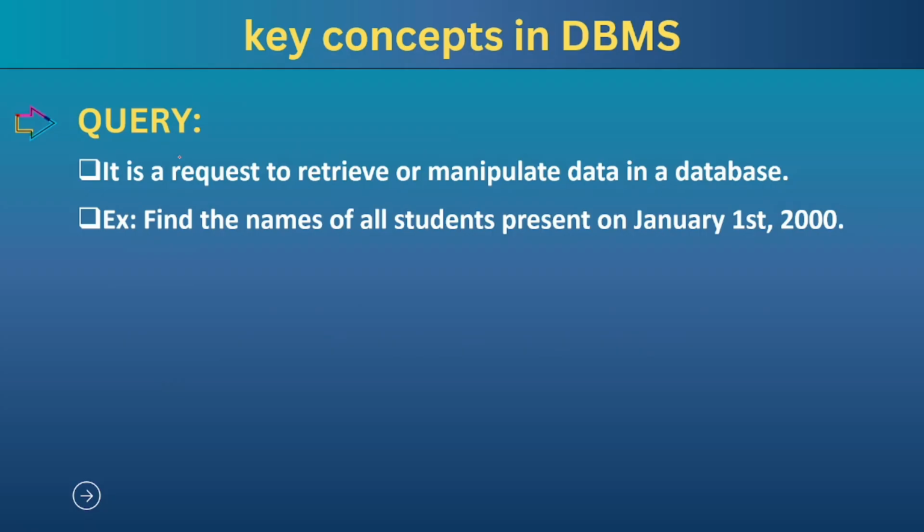Next one is query. What is the meaning of query? It is a request to retrieve or manipulate data in a database. So for example, you are creating the data. If you want to get any value, in the last class also we discussed, right? In the employee table, I want to retrieve those who got salary greater than 70,000. So there is a command called select. By using that, you will get the data. Example here, find the names of students present on January 1st 2000, right? If you want this one, which table will you get it from? Attendance table. Clear? So this is nothing but the query.